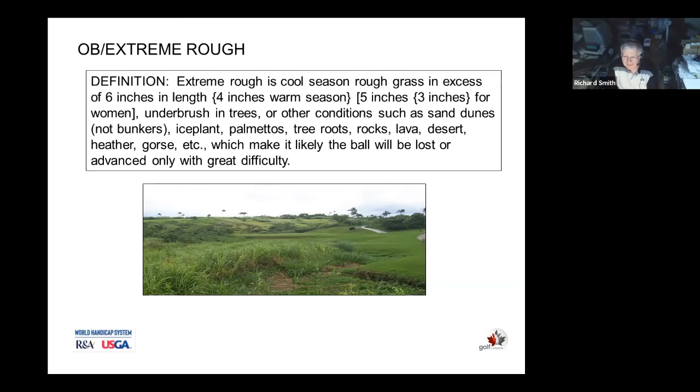Generally speaking, the rough in excess of 6 inches, in my experience around southern Saskatchewan, essentially it's fescue that has just been allowed to grow tall without any mowing ever. So it can be of a variety of height, of better than 6 inches, and a very easy place to lose a golf ball.